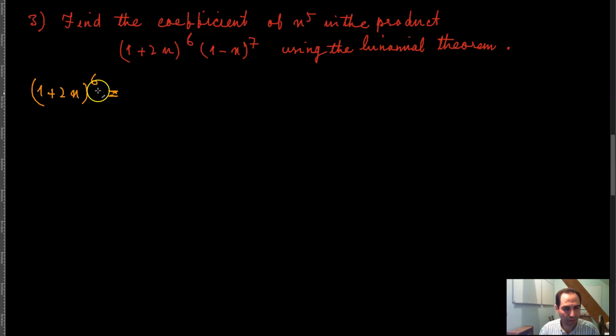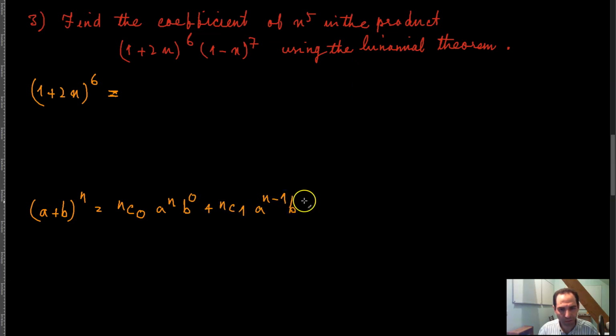Which means that I'm going to write 1 plus 2x raised to the power 6 as the same thing as, you know, n combination 0, n combination 1, and so on. Of course, you can use the other form of the binomial theorem as well, meaning that normally you would write a plus b raised to the power n is equal to n combination 0, a raised to the power n, b raised to the power 0, plus n combination 1, a raised to the power n minus 1, b raised to the power 1, plus n combination 2, a raised to the power n minus 2, b raised to the power 2, plus all the way up to n combination n, a raised to the power n minus n, b raised to the power n, right?